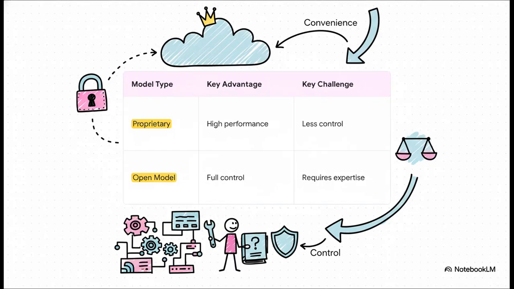So this brings up a huge decision for any builder. Which type of model should you customize? As you can see, you can use a proprietary API from a company like OpenAI, which gets you top-tier performance and it's super easy to use. Or you could go with an open model like Llama 2. That gives you total control and privacy, but it requires a lot more technical heavy lifting. It's that classic trade-off between convenience and control.